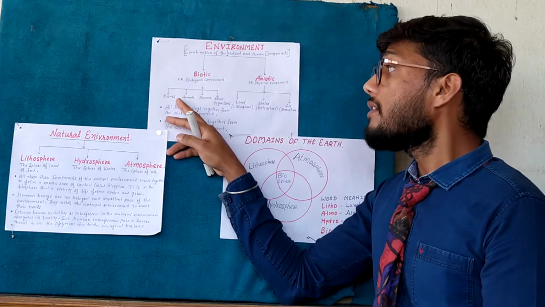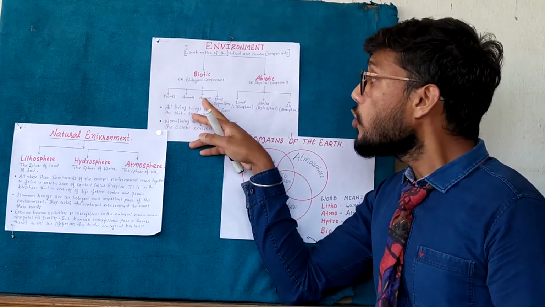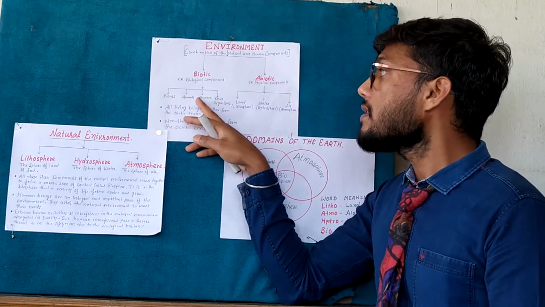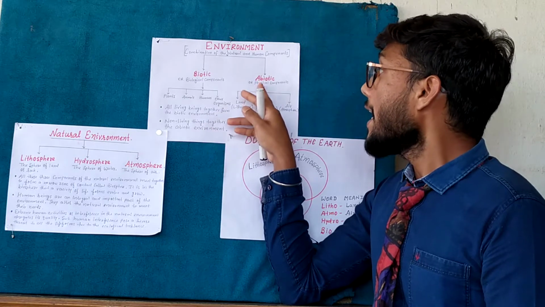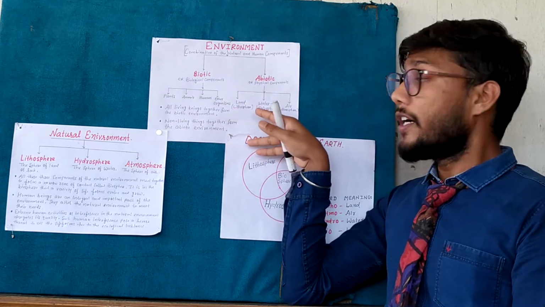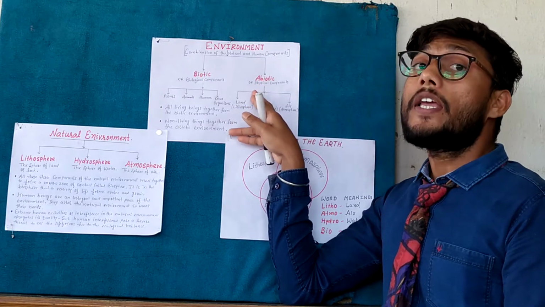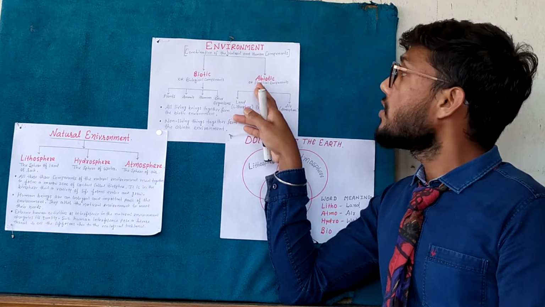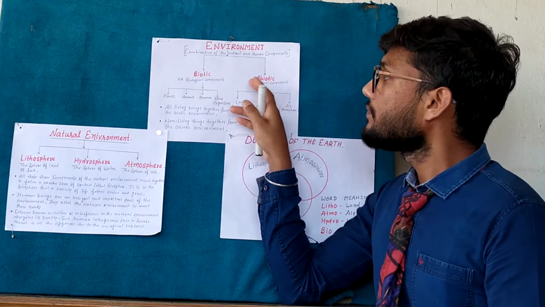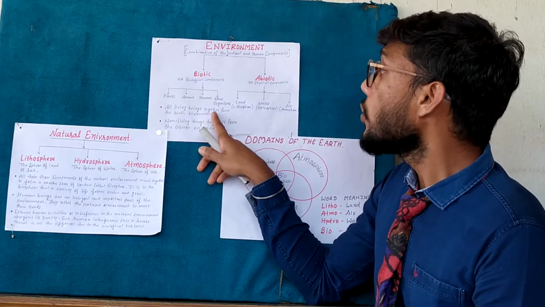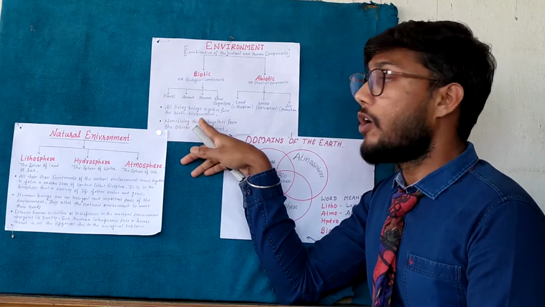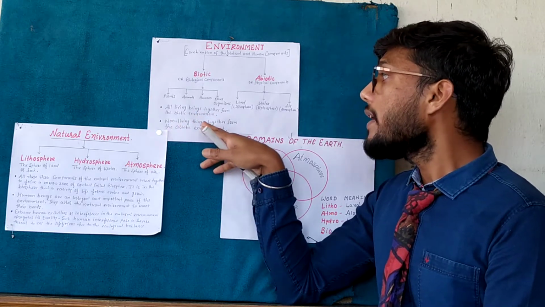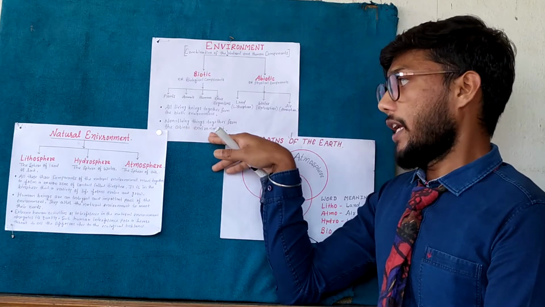Biotic components cover plants, animals, humans and other organisms. Abiotic components are land, water and air. These are all abiotic components. All living beings together form the biotic environment, and non-living things together form the abiotic environment.